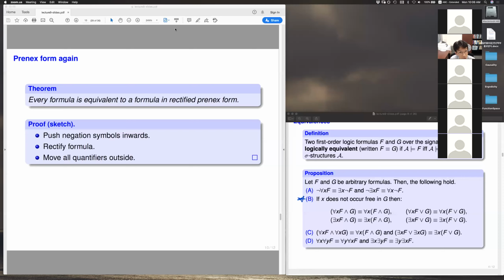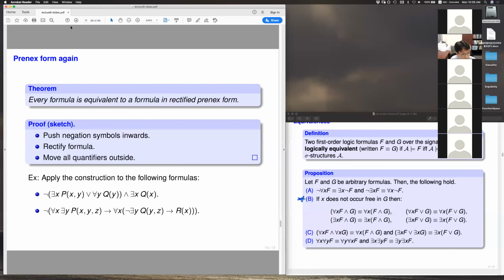Okay. So here's one exercise I want you to do. Apply this transformation to only the first formula. Okay, I have two exercises, but I'll give you one minute and then solve the first exercise.